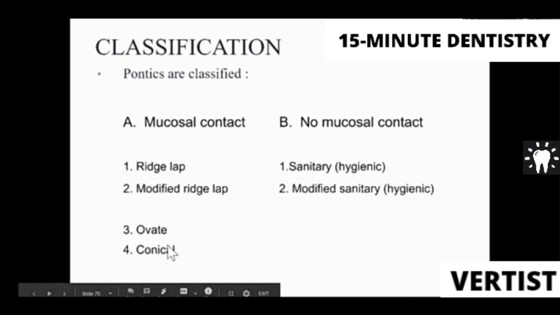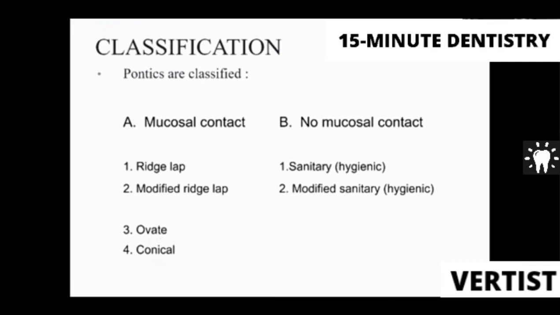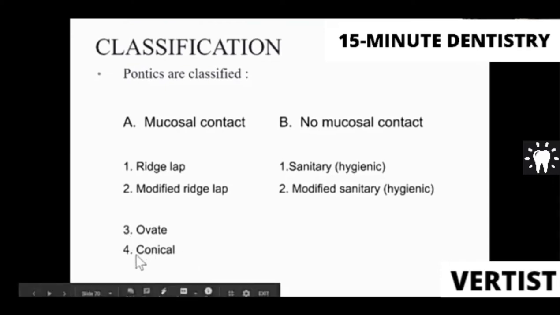And ovate pontics are the ones which are given in the aesthetic area, but then there is surgical preparation of the ridge which is required to receive them. And conical, as the name suggests, are conical in form, and they are normally preferred in mandibular posterior regions wherever the ridge is thin.